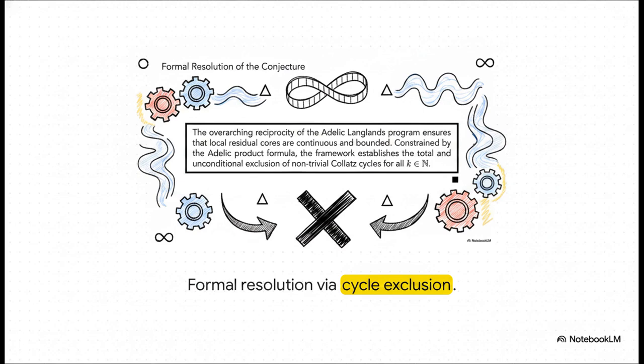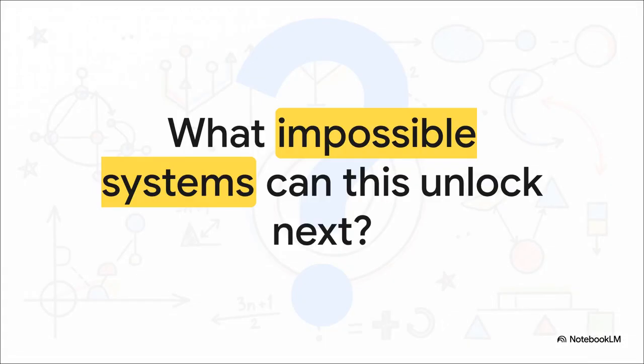The overarching reciprocity of the Adelic bridge ensures that local residual cores are continuous and bounded. By applying this Adelic product formula constraint, the framework formally and completely unconditionally excludes the possibility of non-trivial Collatz cycles. The 3x+1 conjecture is finally, rigorously laid to rest. And that right there is the true power of structural functional analytic mathematics. It completely replaces infinite guessing with unbreakable boundaries.